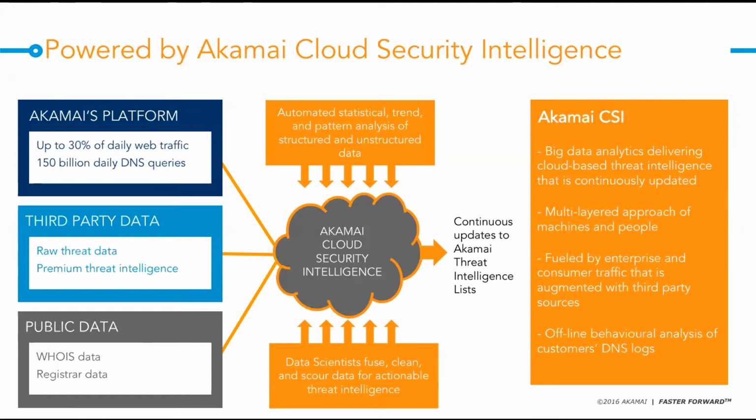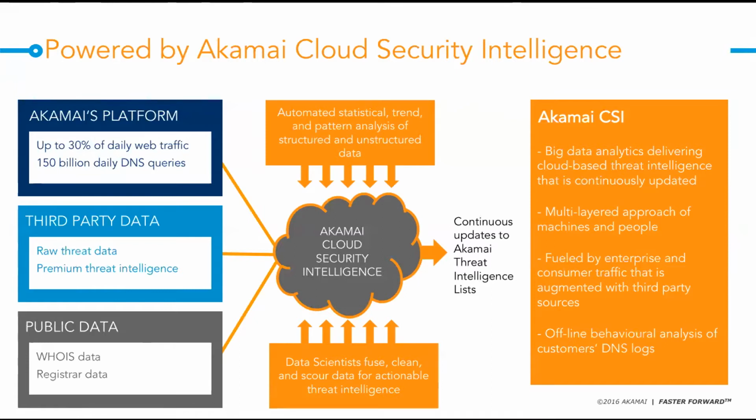And with this service, we currently process about 150 billion DNS queries every day. That also gives us intelligence to identify the domains on the internet, which ones are malicious and which ones are safe. In addition to our own information, we buy raw threat data and external threat intelligence from Akamai's partners. We use that information to augment our information and to improve the accuracy of our threat intelligence.